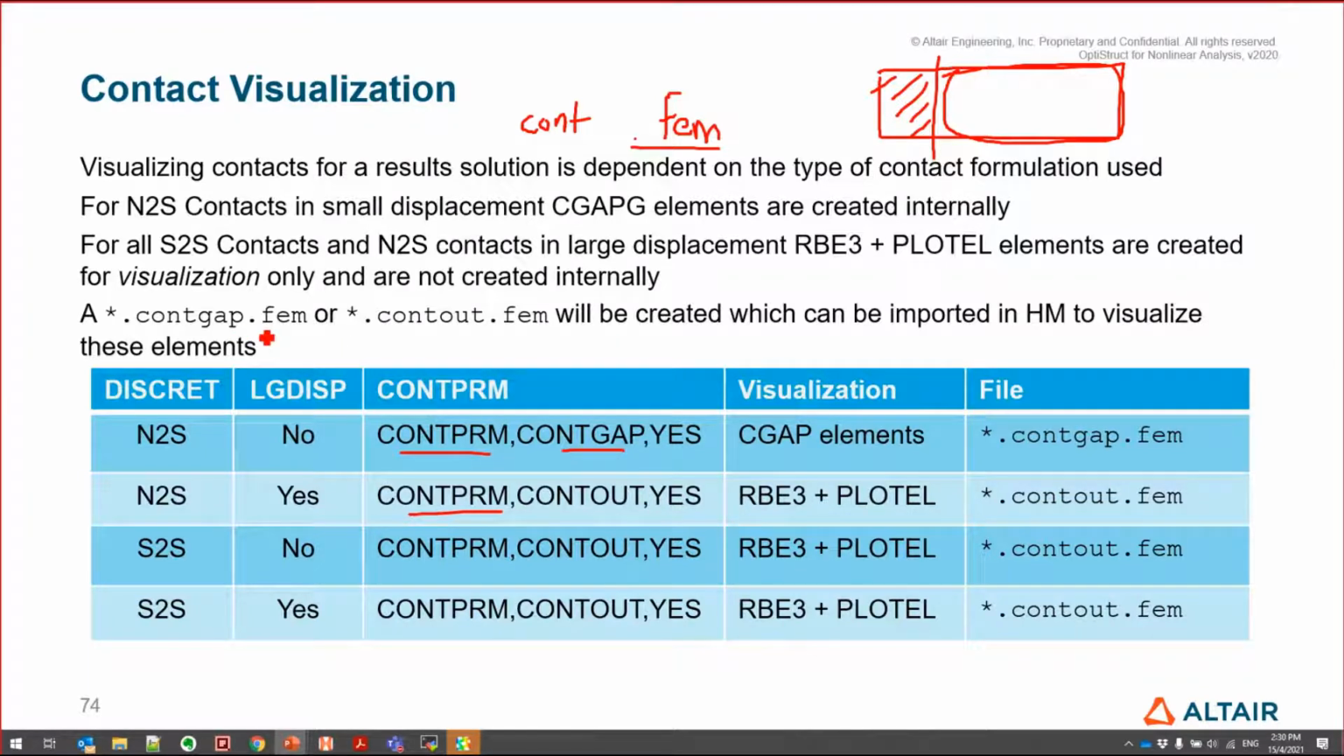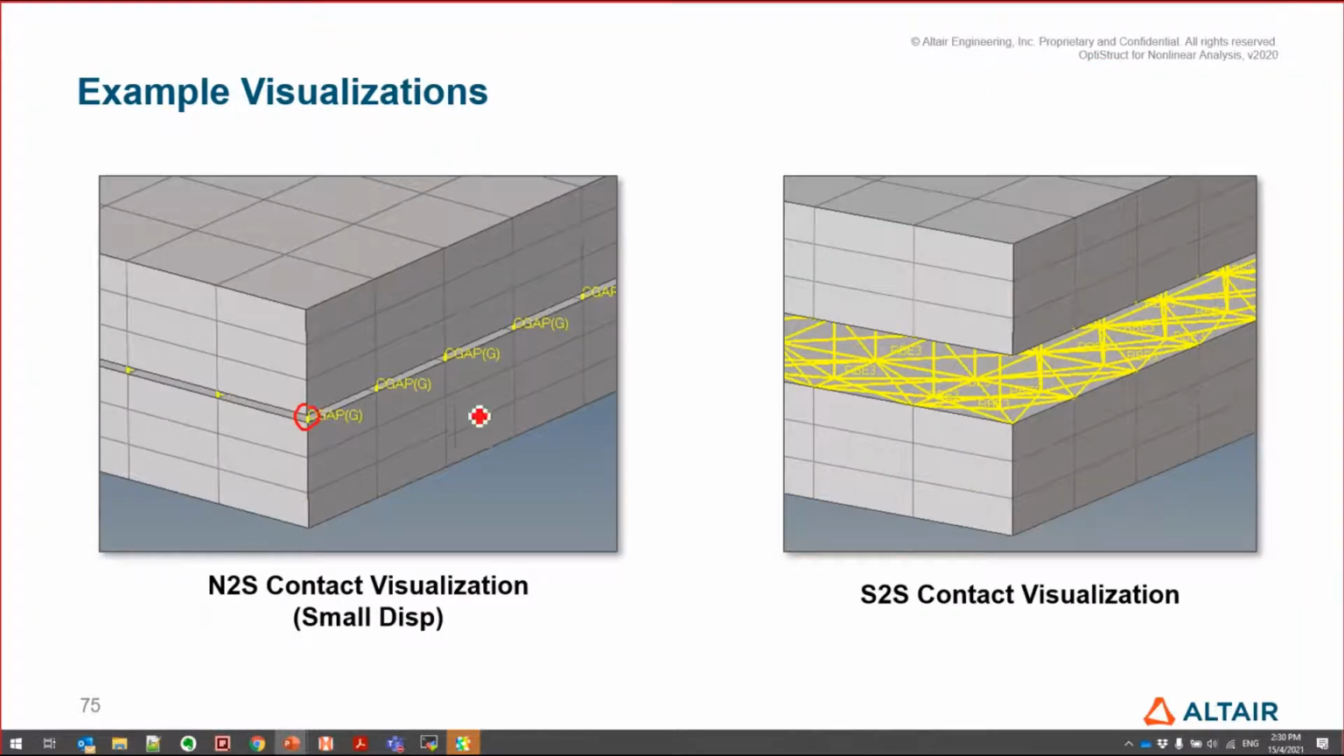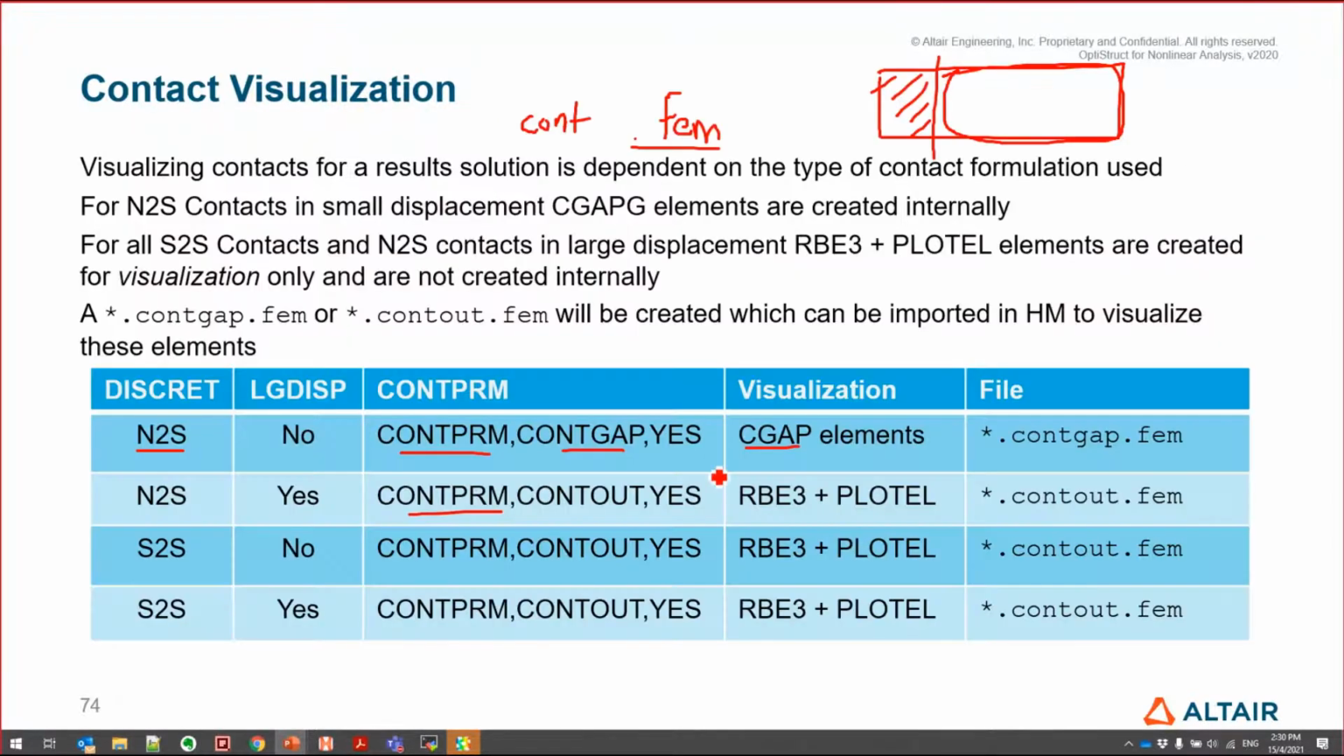Two methods. You can use either CONGAP or CONOUT. CONGAP is only used for node to surface, and it will represent those areas that have contact with CGAP elements. So you can see something like this, right? We will generate something like this to denote that there is contact. We don't actually use this CGAP element for contact. It's just a representation, right?